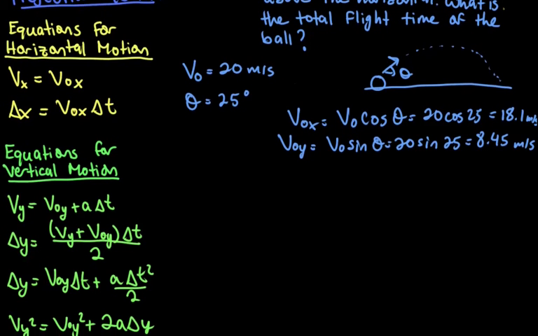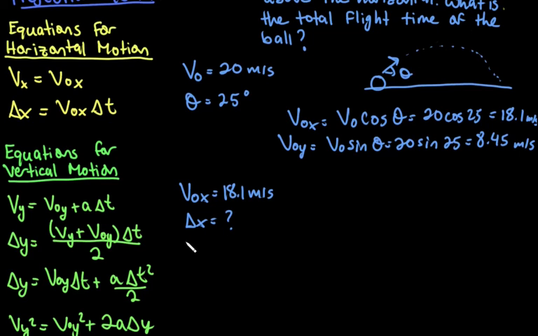Let's rewrite what we have. We know that we have v naught x is 18.1 meters per second. We don't know how far it goes. We don't know the time, so that's basically all the information that we have for our horizontal motion. So I will just put delta x is equal to question mark, and then delta t is what we're looking for, so I'll put that after.